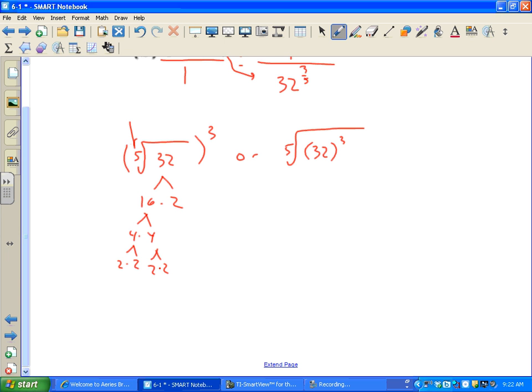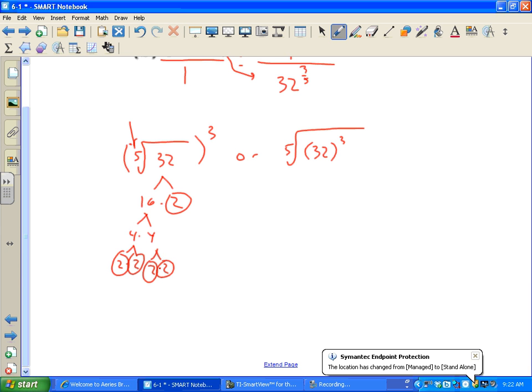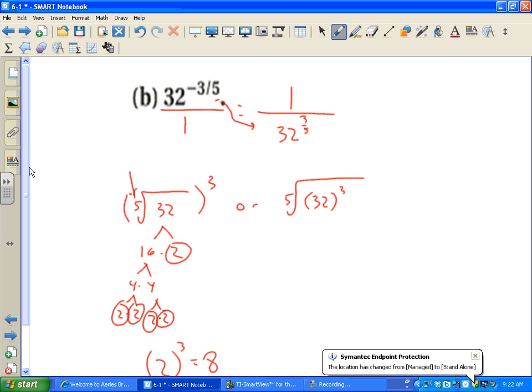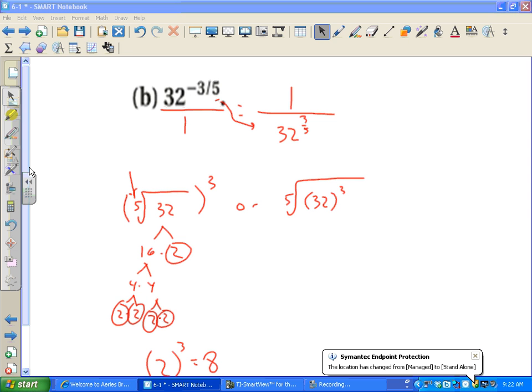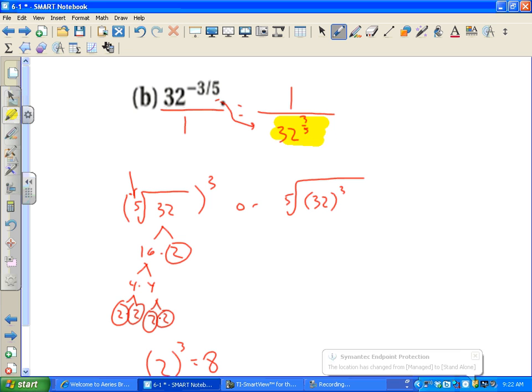Again, I need to take 5 of something in order to get one of them out. This is the 5th root. 1, 2, 3, 4, 5. I take one of those 2s out. There's nothing left on the inside of that radical, so the answer is 2 cubed, which in this case is 8. So the whole answer to this problem, remember, we had to simplify 32 to the 3/5. 32 to the 3/5 simplifies to 8. So the answer to this problem, or 32 to the negative 3/5, is really just 1/8.